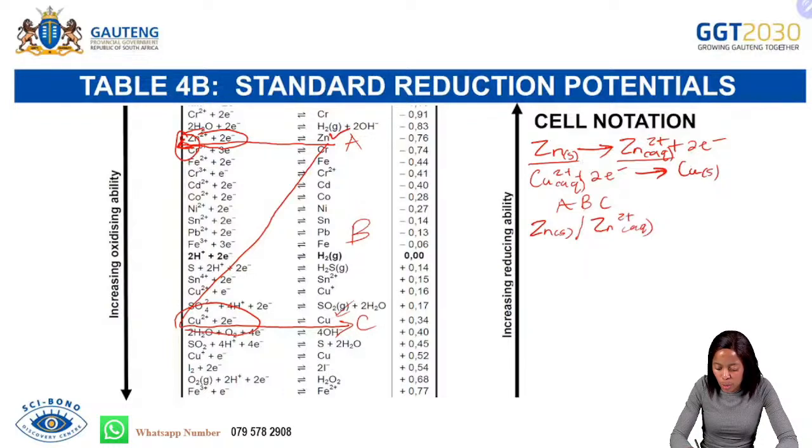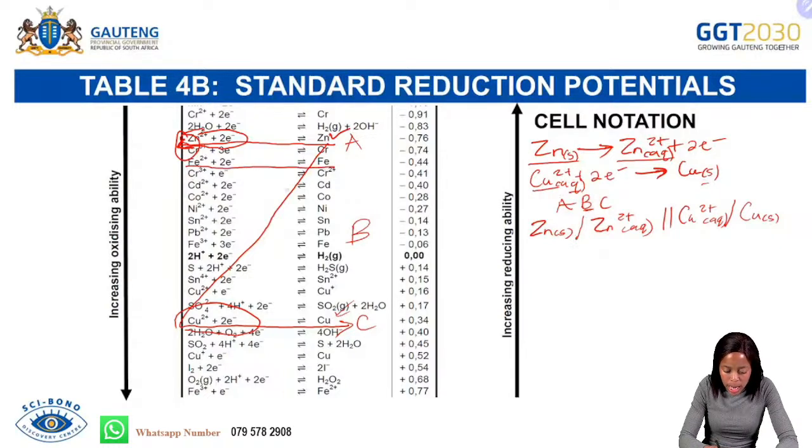Then what are we going to have? Because it's as easy as ABC, we are done with the anode, so we use the salt bridge, the double line. Then we have the cathode. For the cathode, we write from the left to the right. On the left we have Cu2+ aqueous. Now we have aqueous and solid, so we need to use a phase separator to separate the two phases. Then on the right-hand side we have Cu solid.